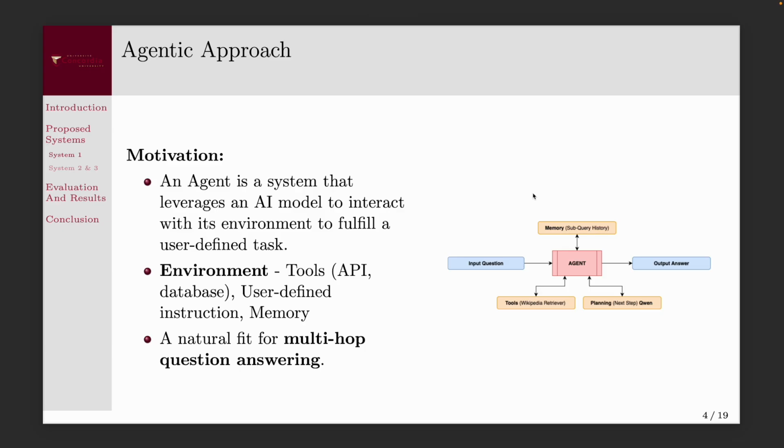So how is it suitable for multi-hop question answering? An agentic framework can orchestrate reasoning and tool use across multiple steps, enabling the system to plan, gather relevant knowledge and combine evidence before producing the final answer. This makes it a natural fit for multi-hop question answering.